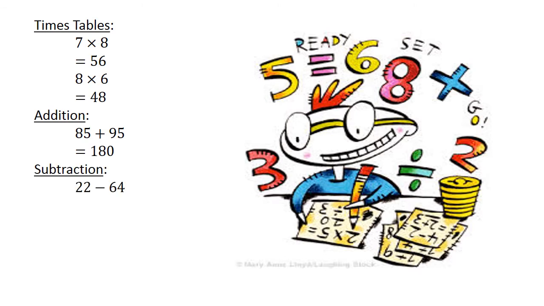Subtraction. 22 minus 64 equals negative 42. Division. 60 divided by 6 equals 10.